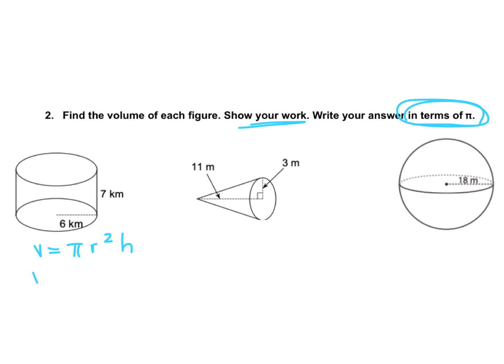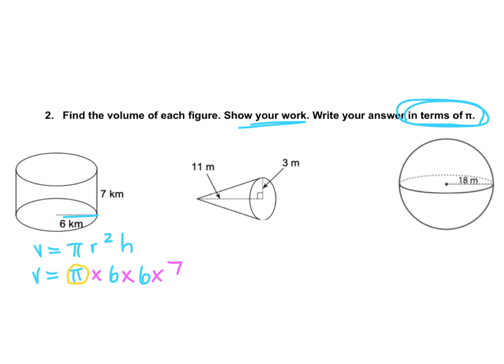Now, to show your work, you're going to show what we're substituting in. In terms of pi means we are going to just leave the pi symbol. We're not going to calculate the pi. Now, times the radius twice. The radius is halfway across the bottom of the circle. So our radius is 6, but we need 2 of those. So 6 times 6. And the height of our cylinder is 7.